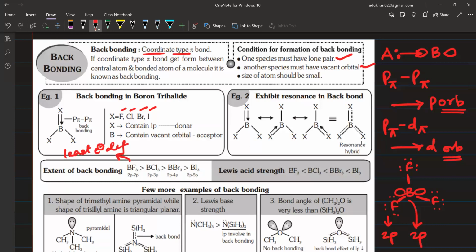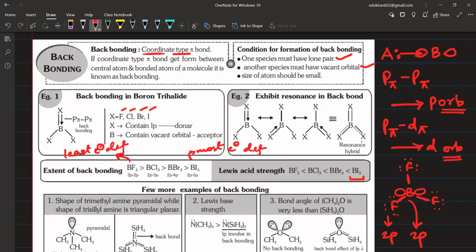Why? Remember this: if the electron density is high, then it becomes a base, and when the electron density is low, then that is an acid. So where is the least electron density? In BF3. That is why it has the least acidic strength. The most acidic strength is in BI3, because it is most electron deficient.